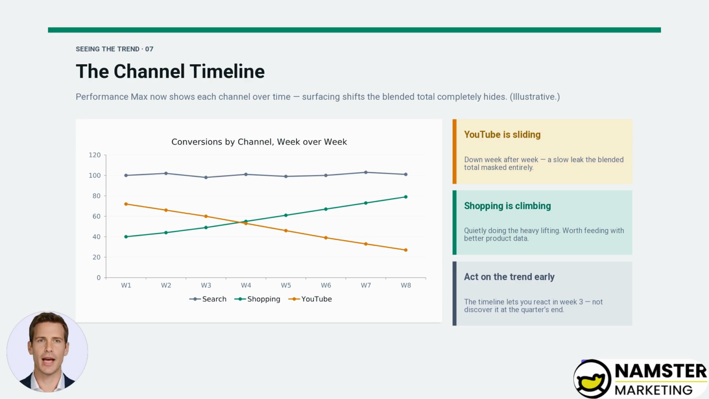The timeline allows you to react in week 3, rather than discovering a failure at the end of the quarter. By acting on these trends early, you can adjust your strategy, swap assets, or refine signals to shore up declining channels before they impact your overall bottom line.